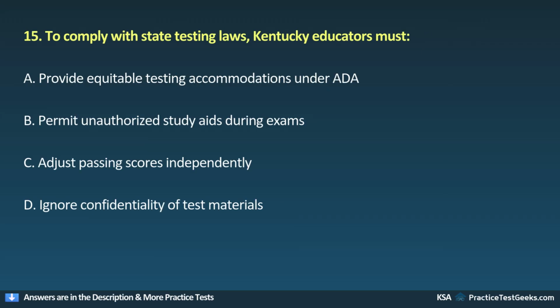15. To comply with state testing laws, Kentucky educators must: A. Provide equitable testing accommodations under ADA. B. Permit unauthorized study aids during exams. C. Adjust passing scores independently. D. Ignore confidentiality of test materials.